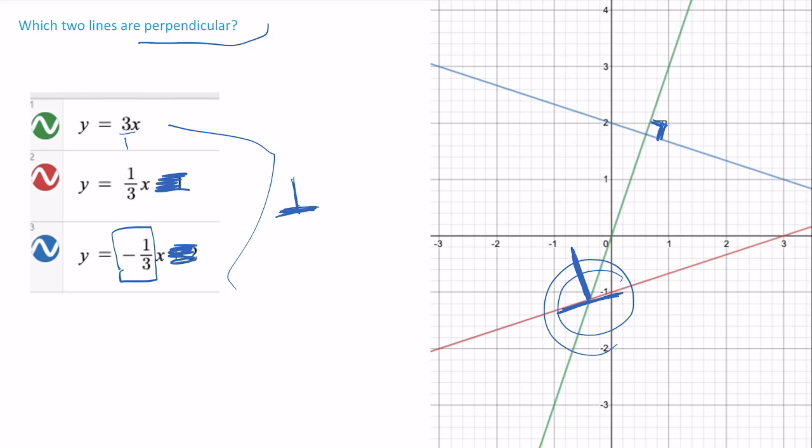Every problem starts with that idea. Are they perpendicular? Check the slopes. If the slopes are negative reciprocals, meaning they have different signs and the fractions are flipped, they're perpendicular, otherwise they're not.